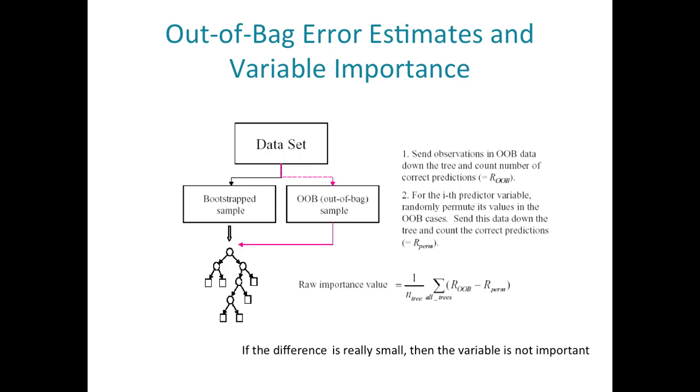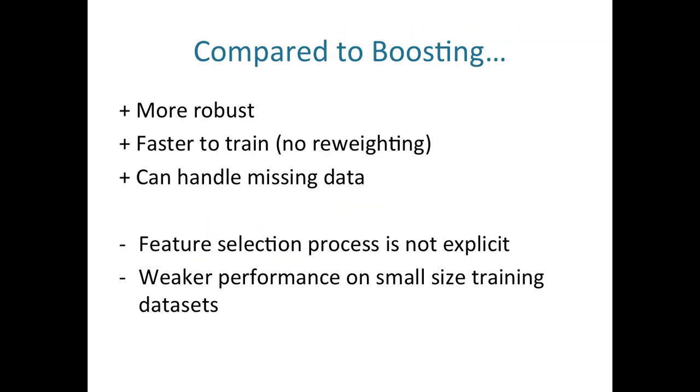So compared to boosting, random forests are more robust and they are faster to train because, in fact, in boosting, remember that we had all the weighting features. So basically in boosting, we were assigning a weight to each classifier. And also another important thing is that random forests allow us to handle missing data. It's pretty strong with respect to missing data.